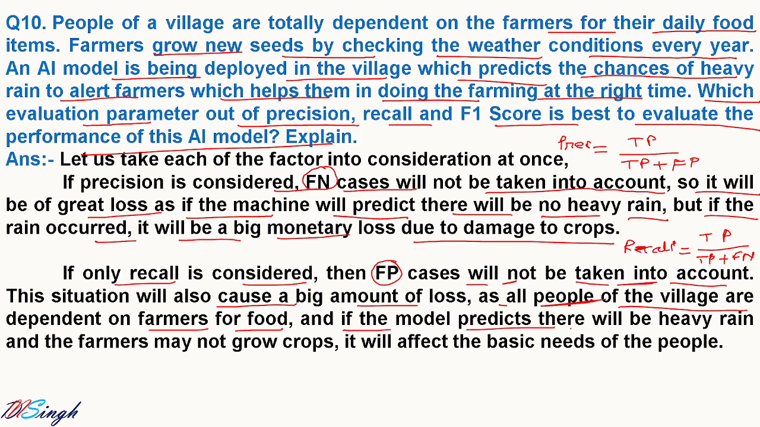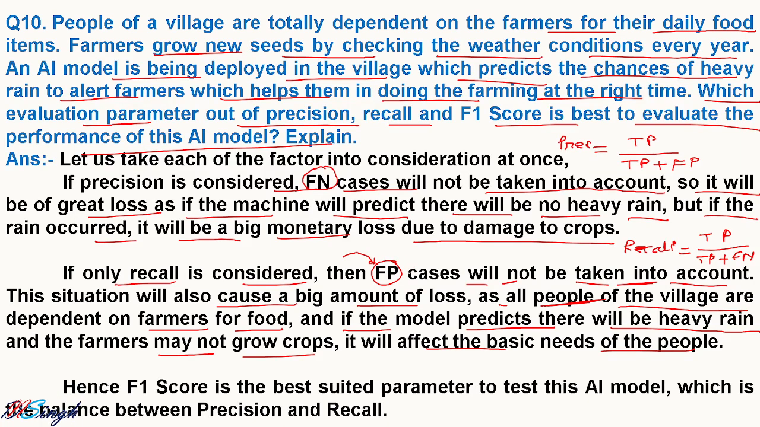If the model predicts there will be heavy rain, farmers may not grow crops, and it will affect their basic need. Because there is no rain, but your model is falsely predicting heavy rain, some of the farmers will see that and they will not sow the seeds on the ground. So what will happen? They will lose their basic income. So false positives will also have a great disadvantage here.